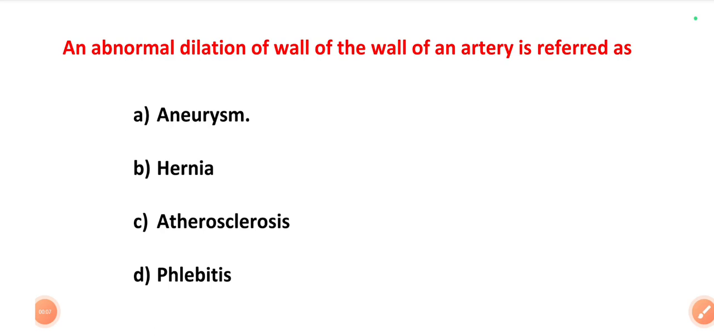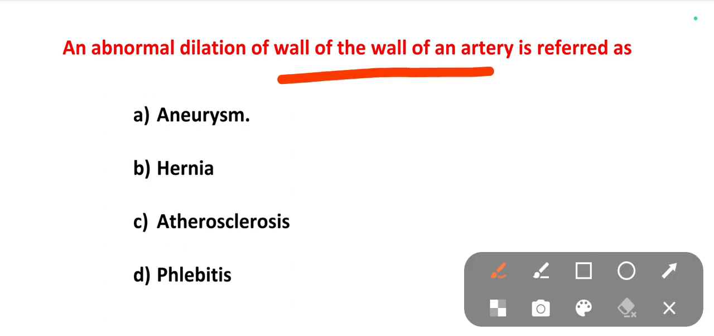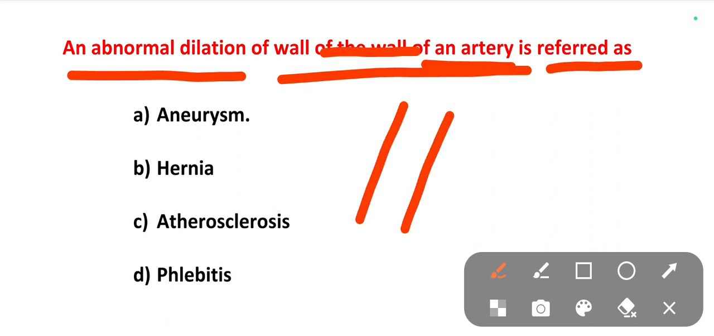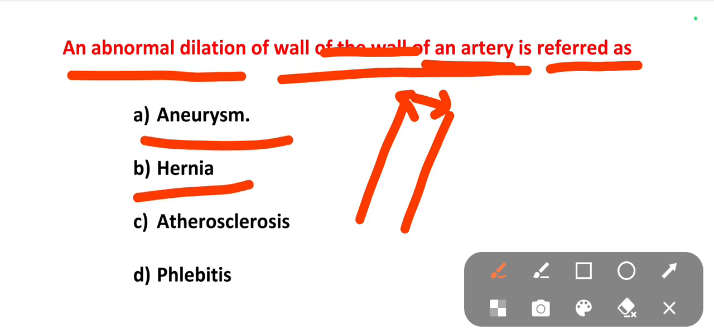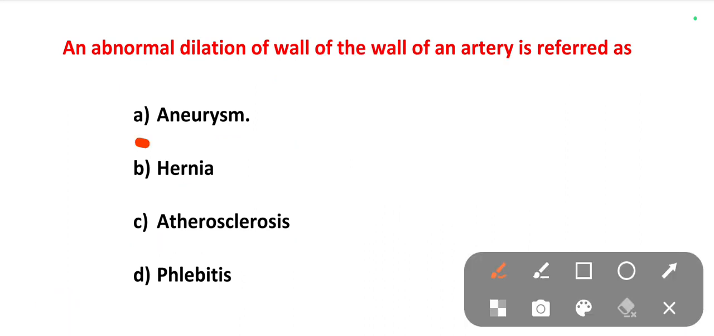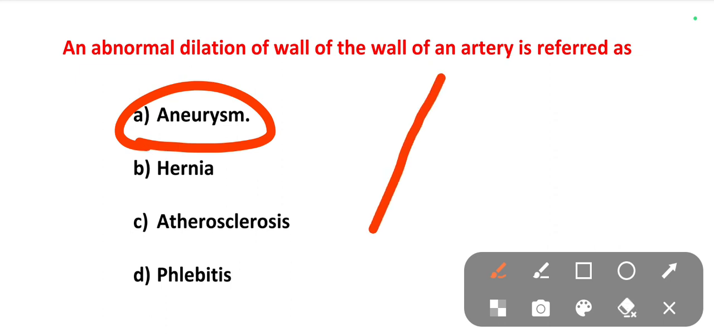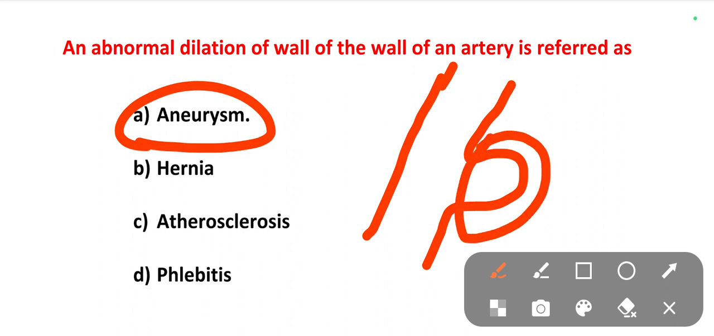So in this video, the first question is: an abnormal dilation of the wall of an artery is referred to as what? When the blood vessel, that is the artery, is dilated, what is the name of this condition? Options are aneurysm, hernia, atherosclerosis, phlebitis. The right one is aneurysm. Aneurysm is nothing but the bulging or dilation of a blood vessel. So this is called aneurysm.